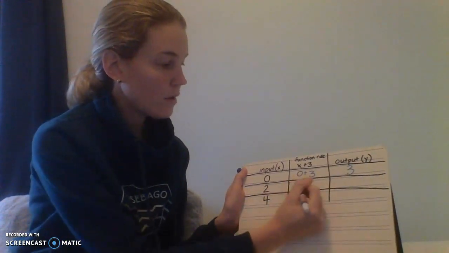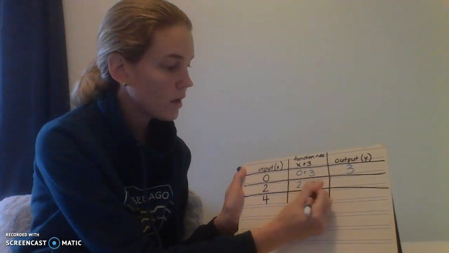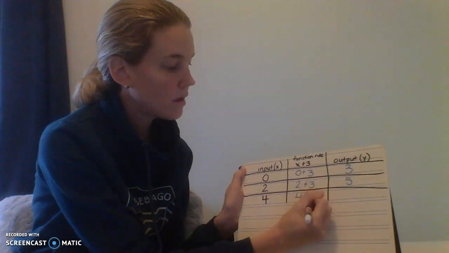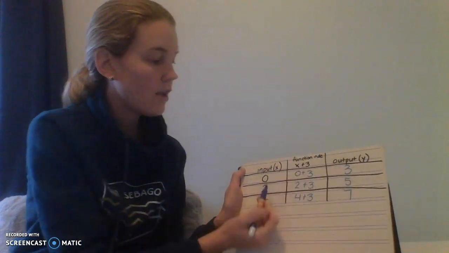Then you put the 2 in where the x was. 2 plus 3 is equal to 5. And 4 plus 3 is equal to 7. Now you have your input values and you have your output values.